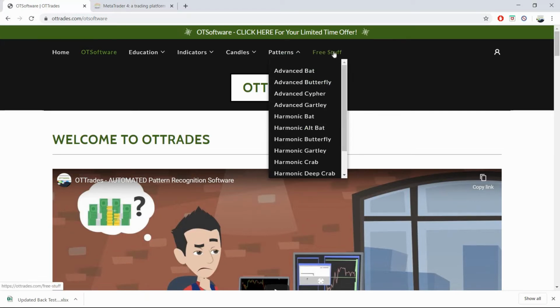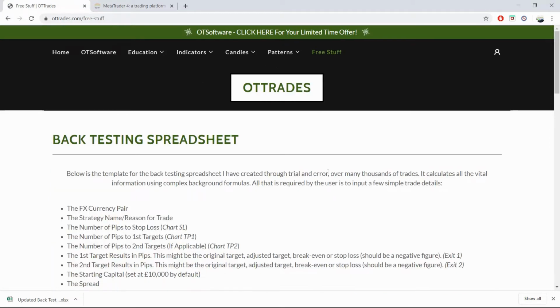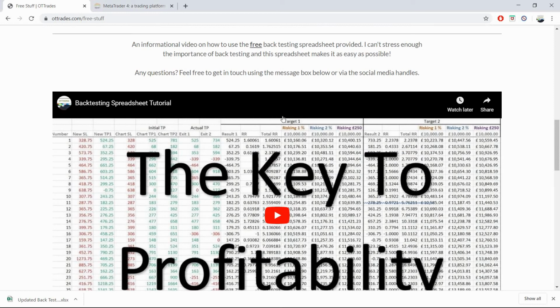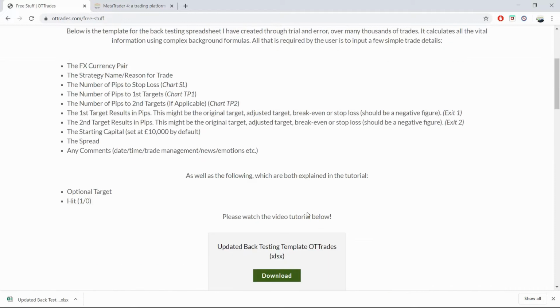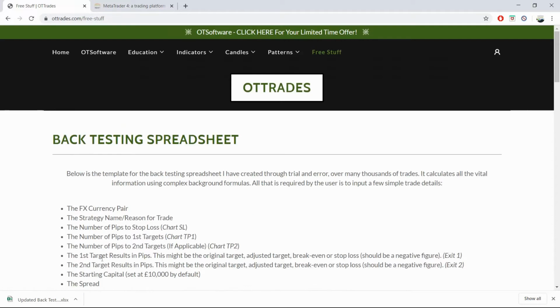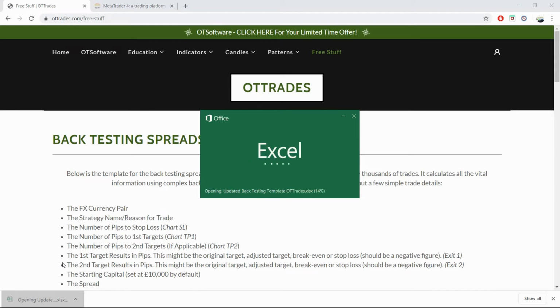So yeah, that's important. So to begin with, we'll go to free stuff. Download this backtesting spreadsheet. There's a video here on how to use this spreadsheet, so I'm not going to cover that in this video. So watch that before you go ahead and download it. I've already downloaded it here, so open that up.